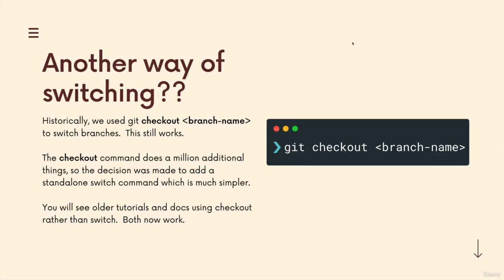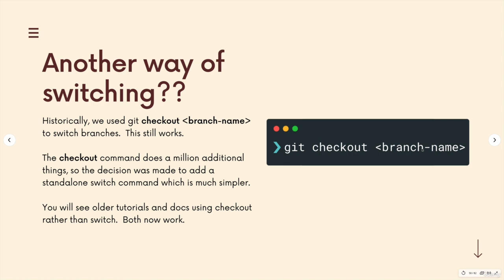All right, so next up, I want to talk about a different command you may come across that we can use to switch branches. It's called git checkout. You can see it here. Git checkout with a branch name will do the exact same thing as git switch with the same branch name. It just switches us to whatever this branch name is.